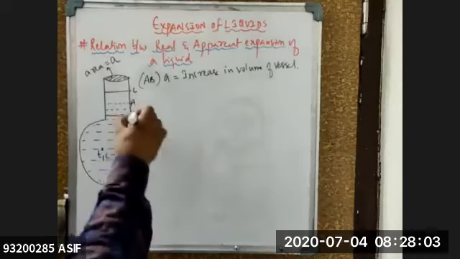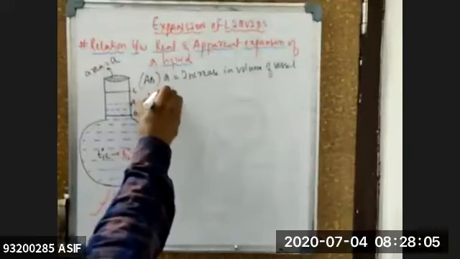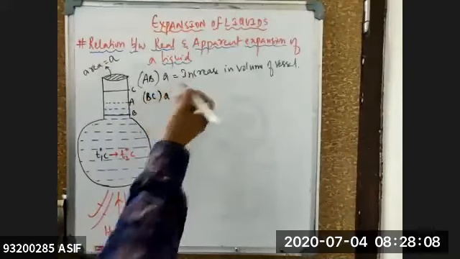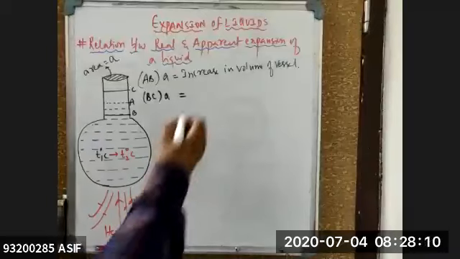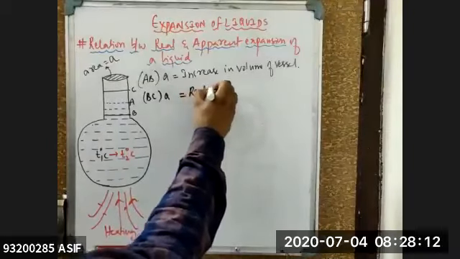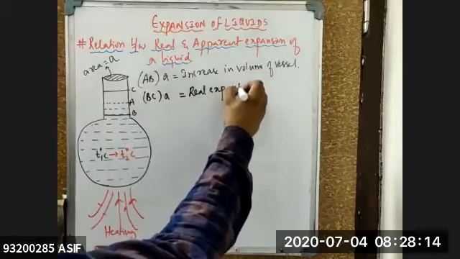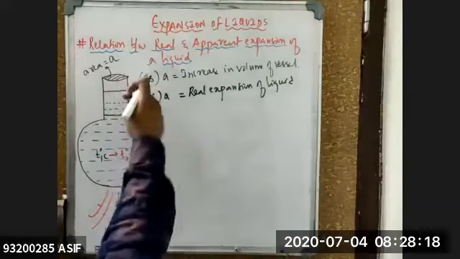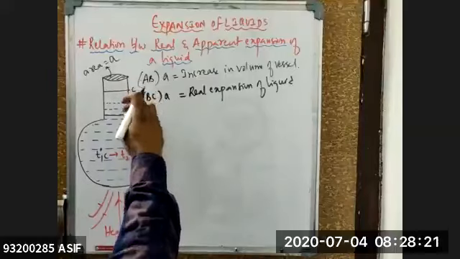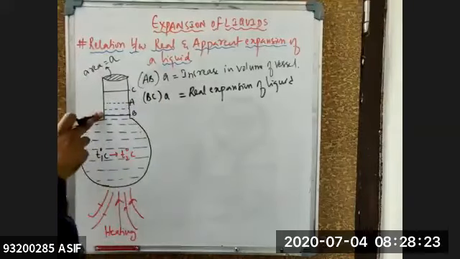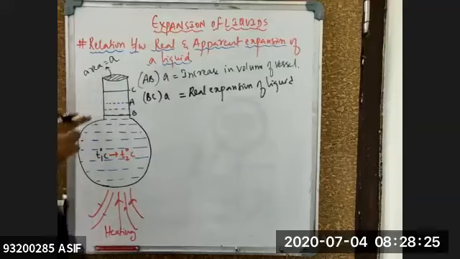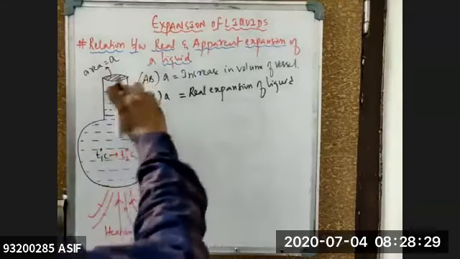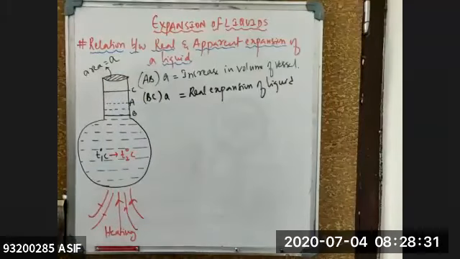In the same way, BC into A is equal to the real expansion of your liquid. First it gets heated up, but the level of liquid has been coming down. Once the liquid gets heated up, it goes from B to C, because after the expansion of the vessel, it is rising from B to C. So the length of this into the area of cross section will give me the real expansion of your liquid.